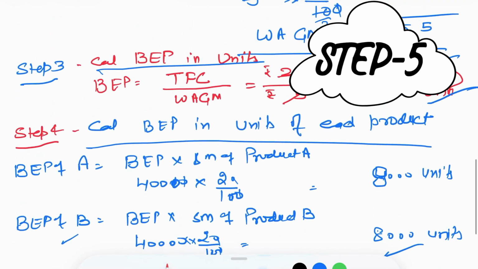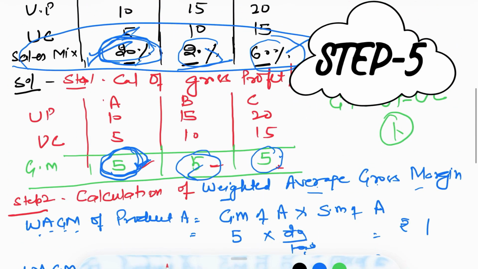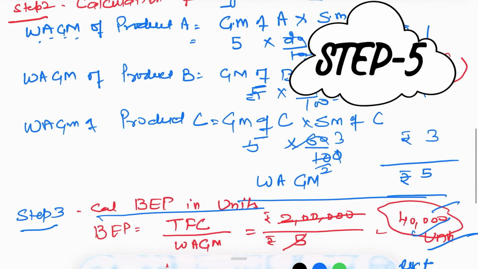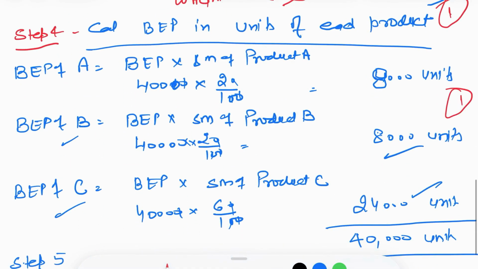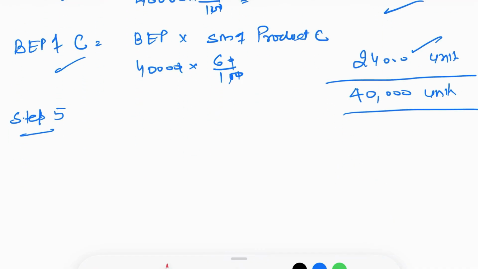So here, by doing this step, you got 1 mark. By doing this step, you will get another, 2nd mark. By doing this step, 3rd mark. And this is 4 marks. So you have already scored 4 marks. Step 5: calculate break-even point in rupees.